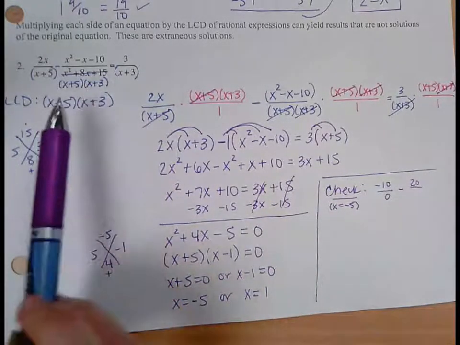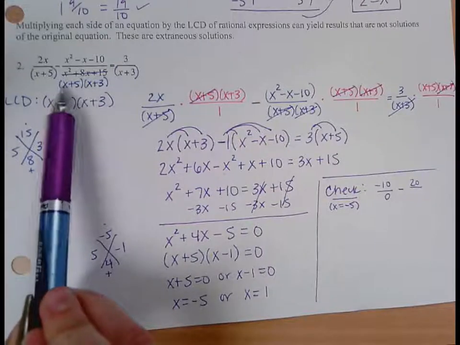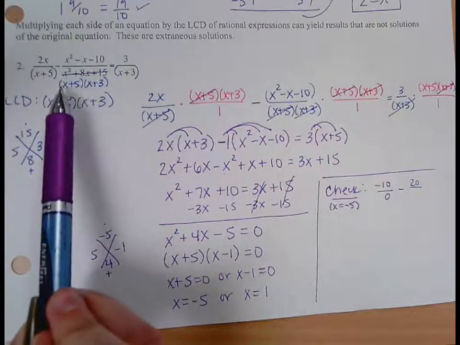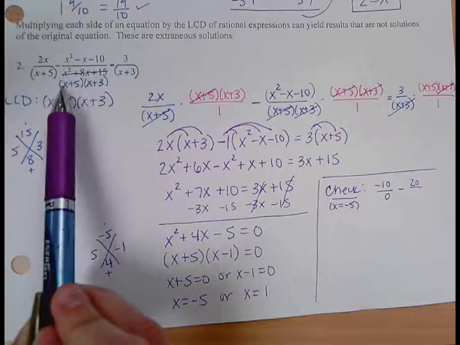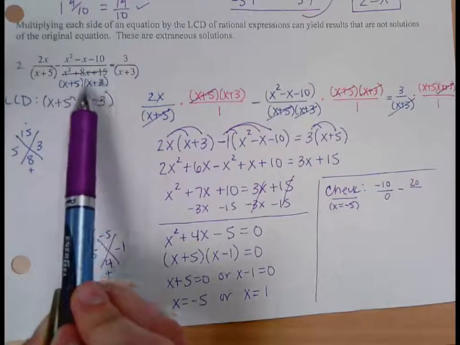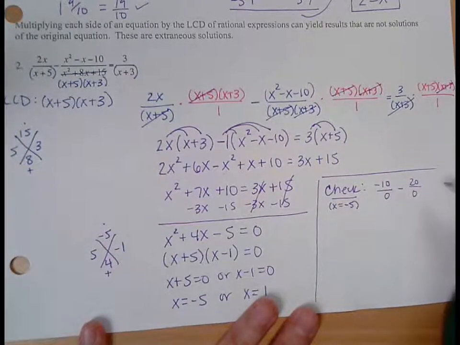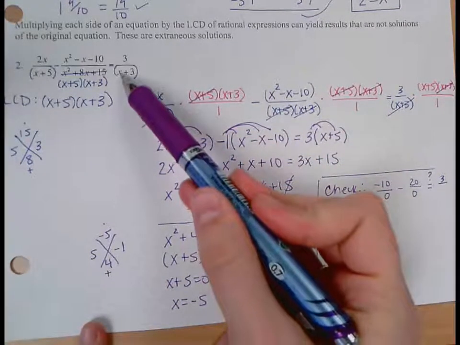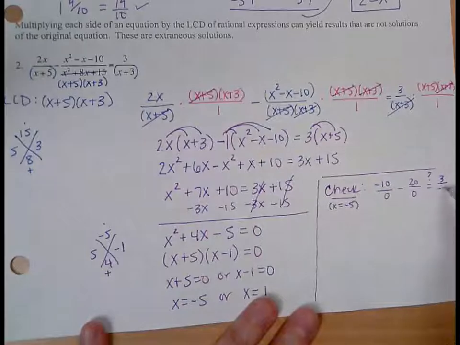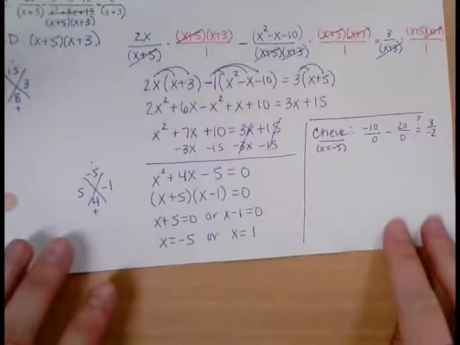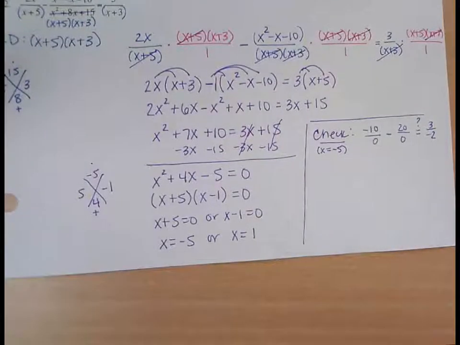And on the bottom, I'm actually going to look at the factored form. If I put negative 5 in for both of those x's, the first one again would be 0, and then 0 times whatever this one would still be 0. So my denominator would be 0. And then I want to know, does that equal 3 over, that denominator would be negative 5 plus 3, so negative 2. Any issues with this equation?